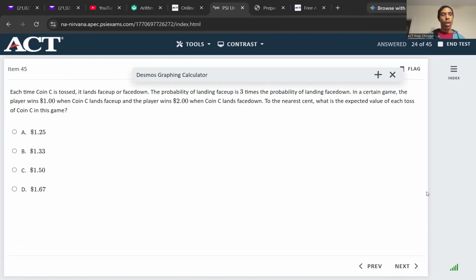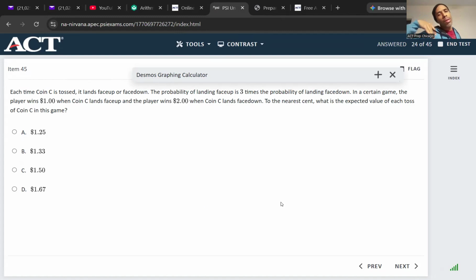And each time coin C, this is the last one, okay. Each time coin C is tossed, it lands face up or face down. The probability of landing face up is three times the probability of landing face down. So toss coin C, it lands either up or down.